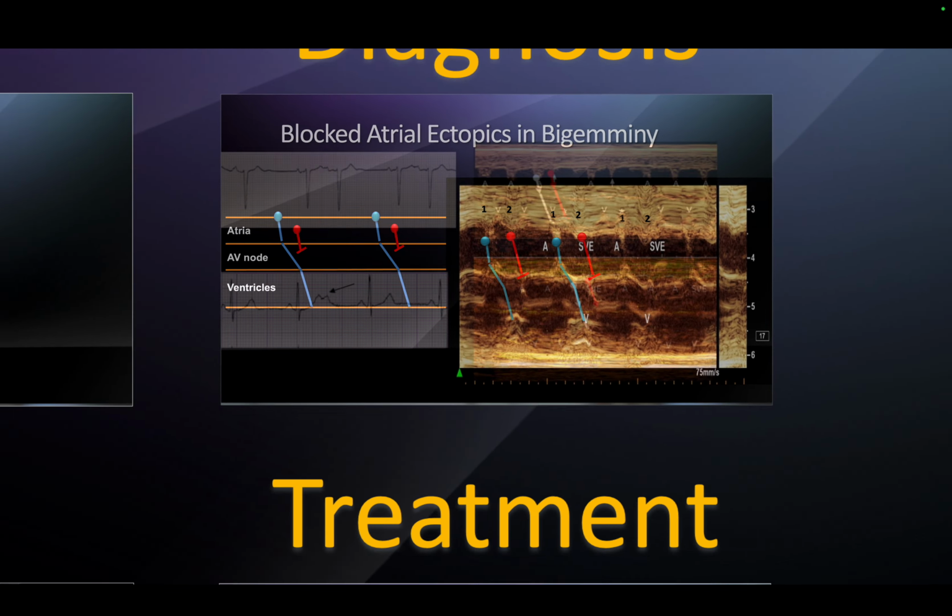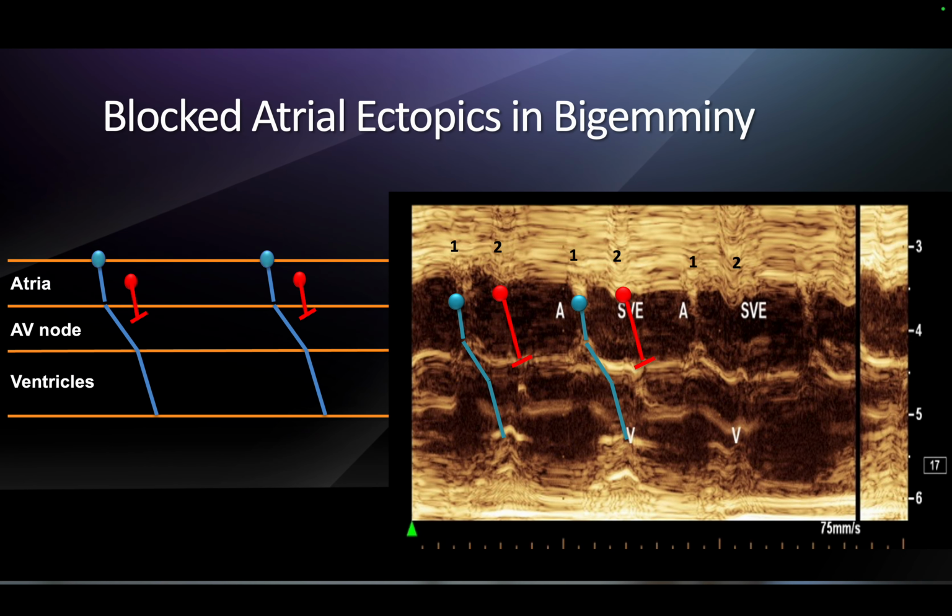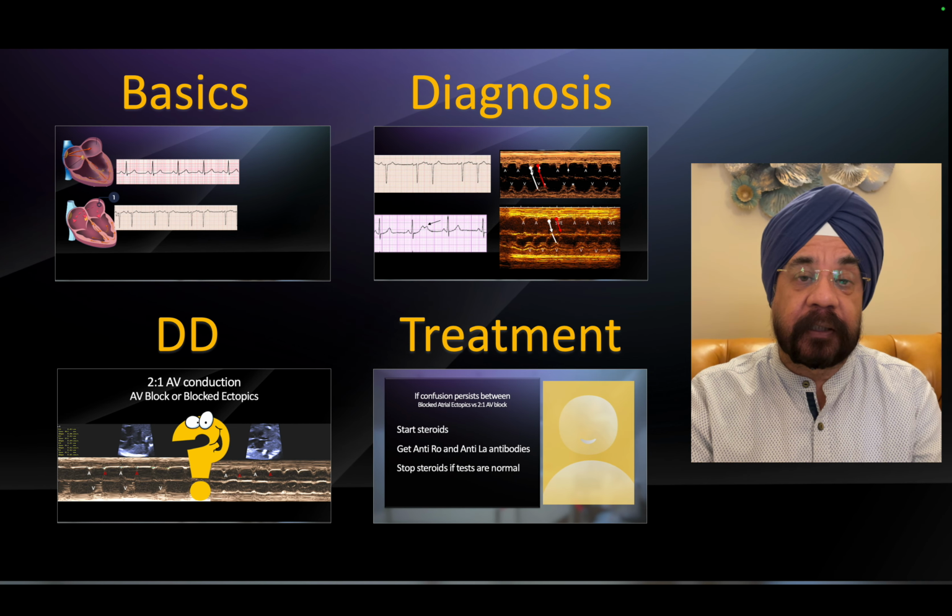Ectopic, not conducted, normal. And now see here, it is coming in bigeminy. Yes, one normal, one ectopic, one normal, one ectopic. So doesn't it give a feeling of a 2:1 block? So that's my next discussion.